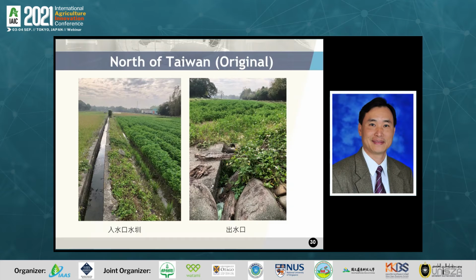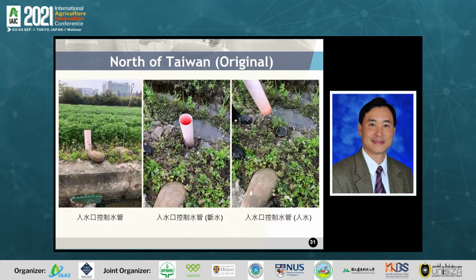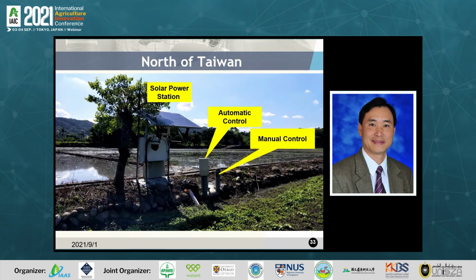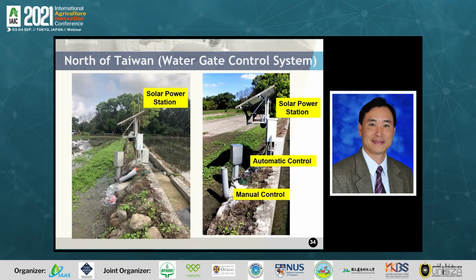This is the original picture of the paddy field, and traditionally the farmer uses a pipe to control the water. We install weather stations, soil sensors, and also solar power stations, which can provide the power for the automatic control, and we also provide manual control. You can see that the solar power stations can support the power for the automatic water gates, and also for the speed dome, the video image control systems.